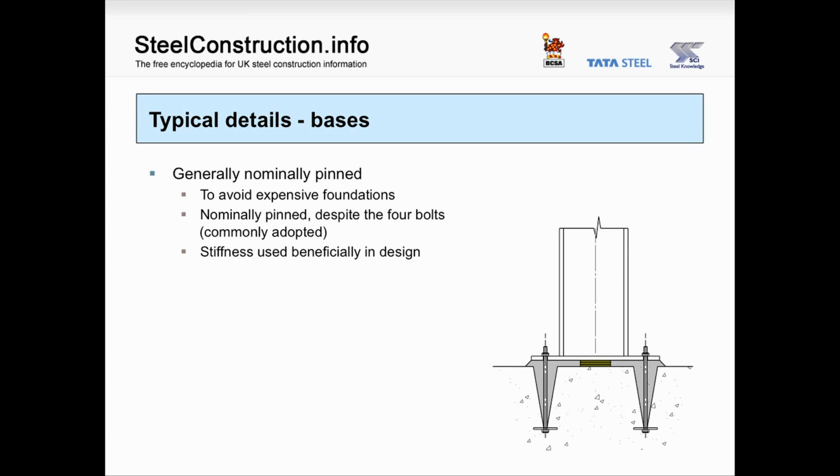Bases in the UK will generally be assumed to be nominally pinned and modelled as that in analysis. A nominally pinned base avoids the cost of a moment resisting base, and perhaps even more importantly, avoids the cost of a moment resisting foundation. Despite the assumption that the base will be nominally pinned, it's common to provide 4 holding down bolts, and clearly a base such as this has some stiffness, and it's usual to take benefit of that stiffness when analysing the frame, particularly when assessing frame stability and when calculating the frame deflections.